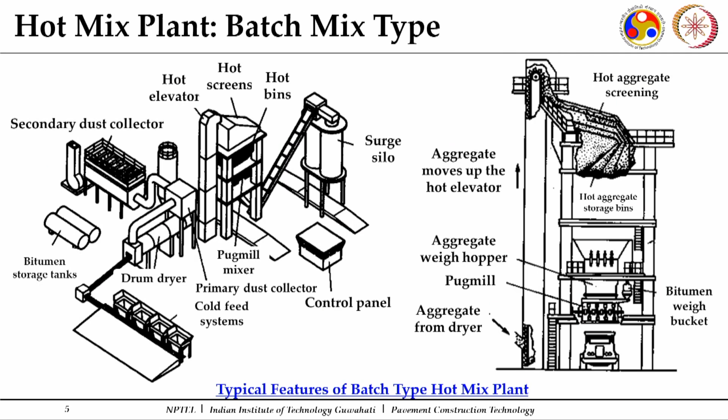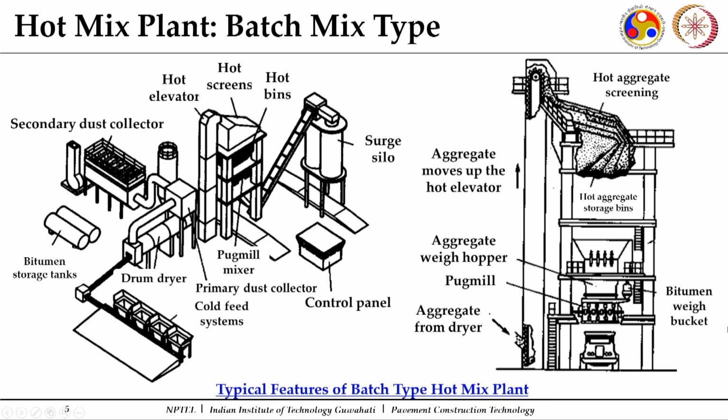Now, coming to a hot mix plant, basically there are two types of plants. One is a batch type hot mix plant and second is a drum type hot mix plant. So, we will start our discussion first with the batch mix type hot mix plant. Now, you can see this whole facility looks like here. On this side you can see these are the bins to take your aggregates of different sizes. So, since they are at ambient temperatures, we will call them as cold bins. So, these are the cold bins which receive the aggregates of different sizes.